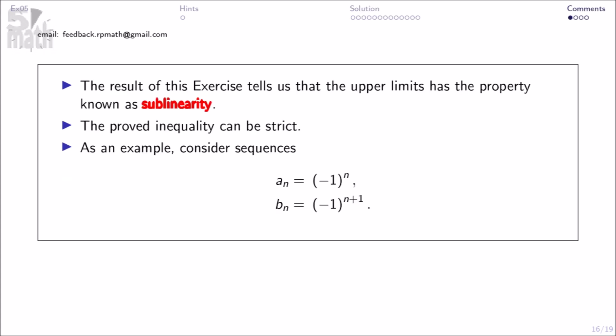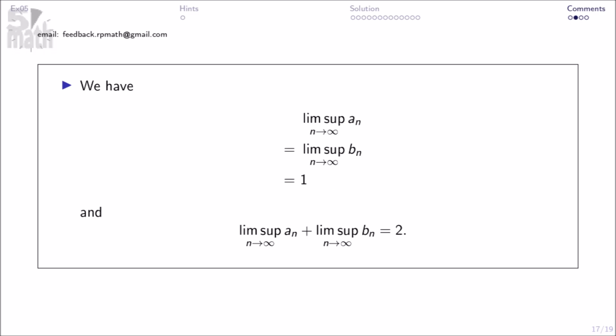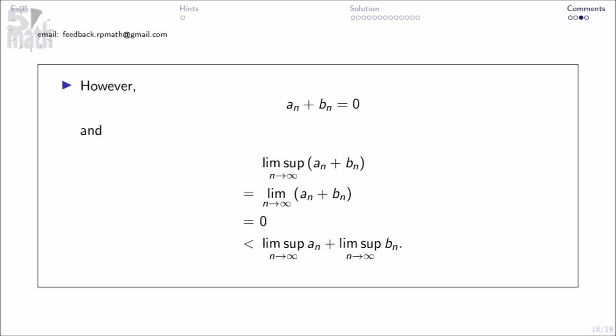The result of this exercise tells us that the upper limit has the property known as sublinearity. The proved inequality can be strict. As an example, consider sequences an equals this, bn equals that. We have this and this. However, an plus bn equals 0 and the following.